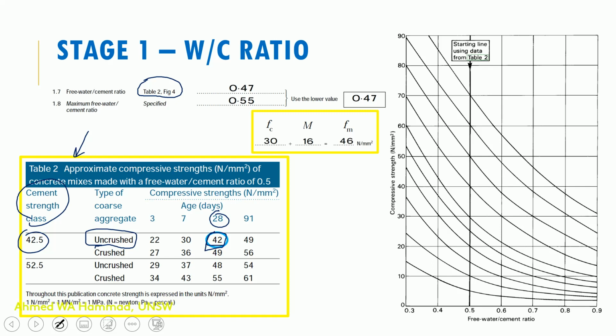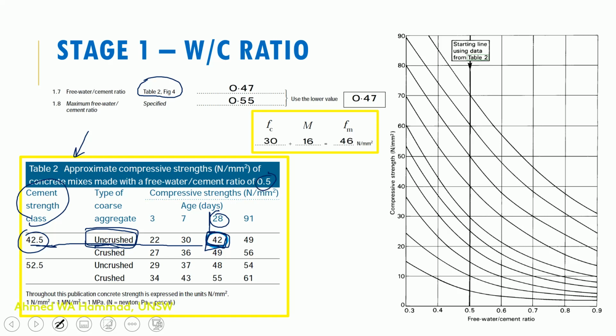So again, the way I did it, I looked at the cement strength class, so I knew that it's going to be the top row that I'm concerned with. And then I had a look at the type of coarse aggregate, and it's the uncrushed one. So going across, and then I knew that it's the 28-day strength, and where these two intersect, that's at the 42 figure. So my compressive strength is going to be 42 if I use a free water to cement ratio of 0.5.